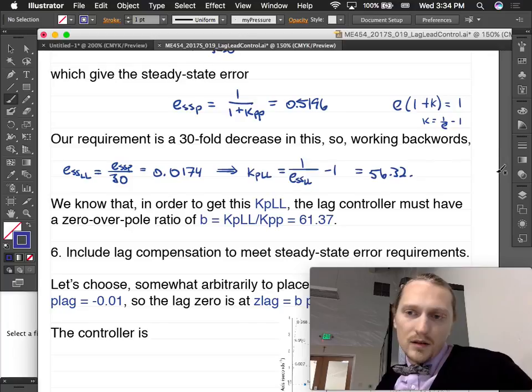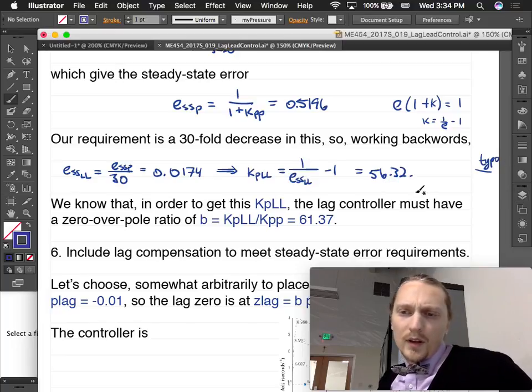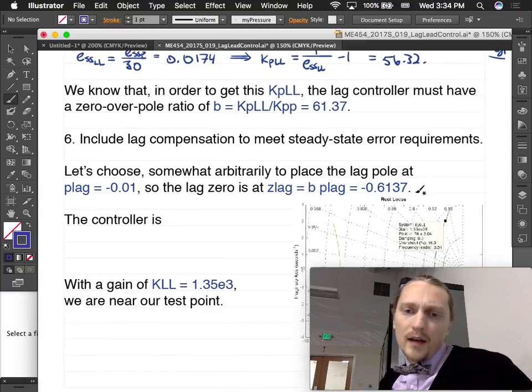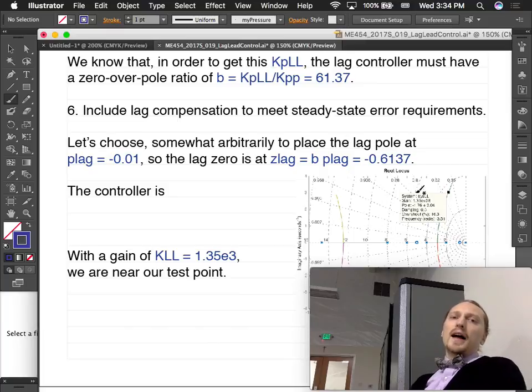Huh. What do you know? An issue in my notes. Typo, or righto, or whatever it is. Okay. Yeah. Good call. So now include lag compensation to meet the steady state error requirement.